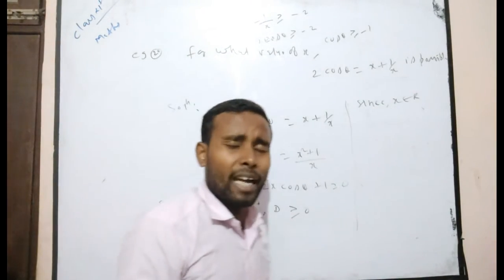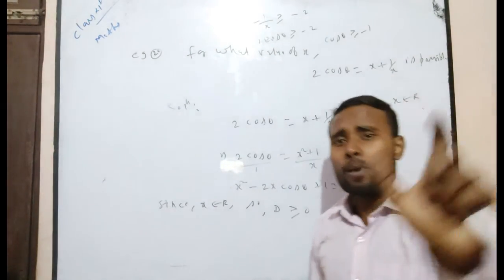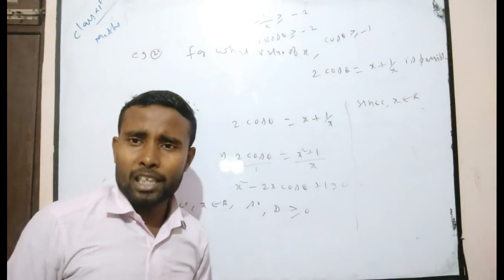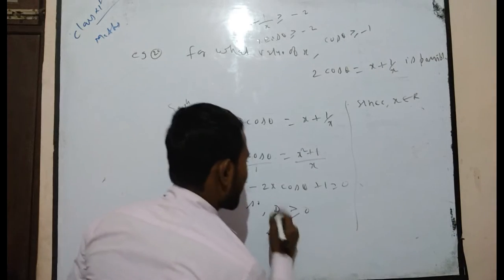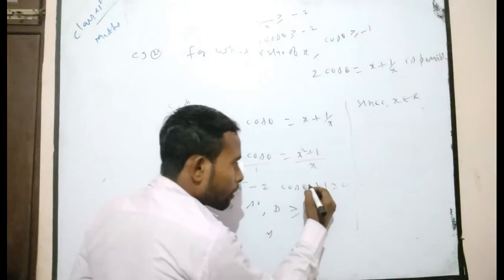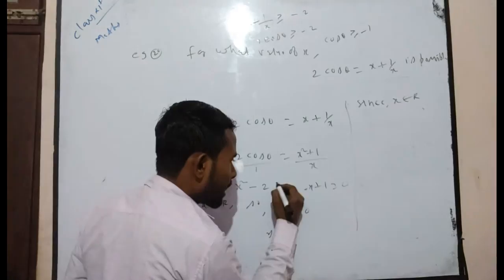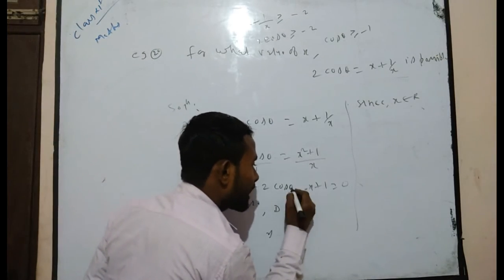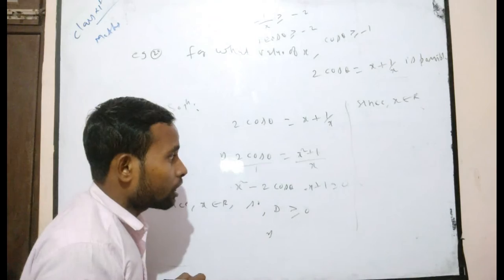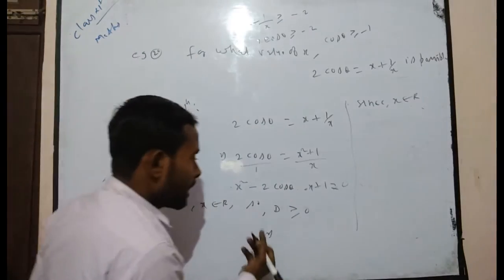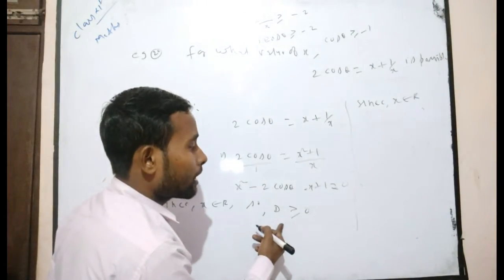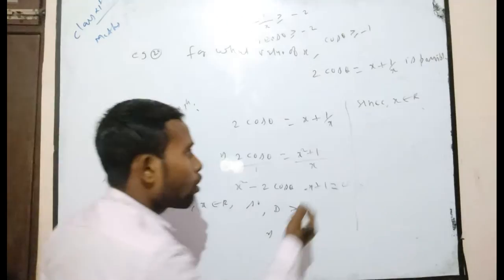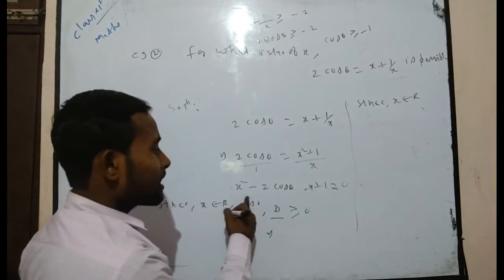Why? Because as you know, in a given quadratic equation, if its roots are real numbers, then its discriminant is greater than or equal to 0. So you can write here, minus 2 cos theta into x. If x square minus 2 cos theta into x plus 1 is equal to 0, then the discriminant will be greater than or equal to 0, because here x belongs to real numbers, so its roots will be real. So what will be the discriminant?